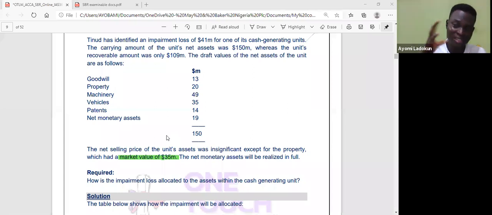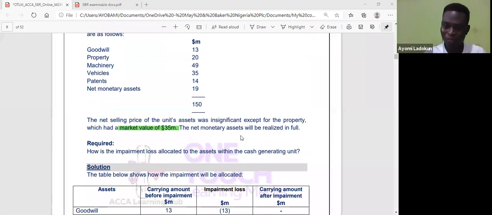You see the trick of the examiner. When you say obviously impaired asset, it is not impaired, so you leave it like that. That means you will not further reduce property. You leave it at 20. Is that okay? So don't be confused. Then I read on. It said the net monetary assets will be realized in full. So it's talking about this.